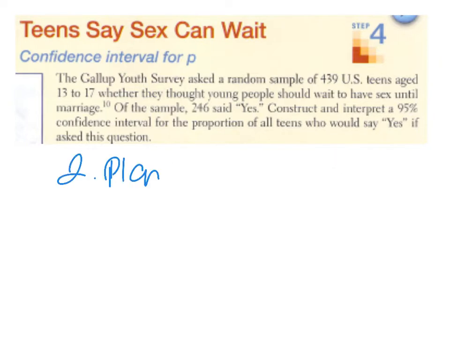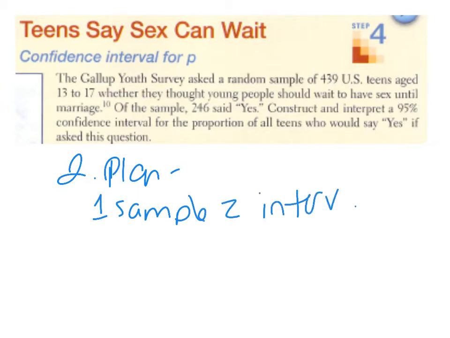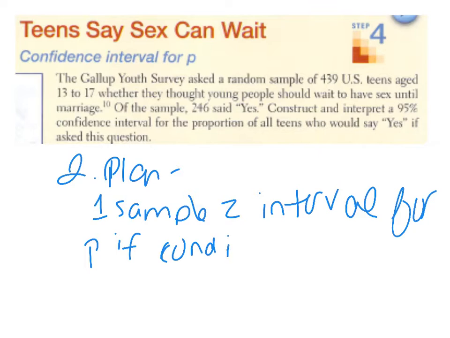So step 2 would be our plan. In step 2, we need to plan it out. I need to say which inference method I'm using. So I'm using a one sample Z interval for P if conditions are met. And I need to go through and check those conditions. When I'm checking those conditions, I'm looking at randomness. I cannot forget that one, even though it's not a calculation.